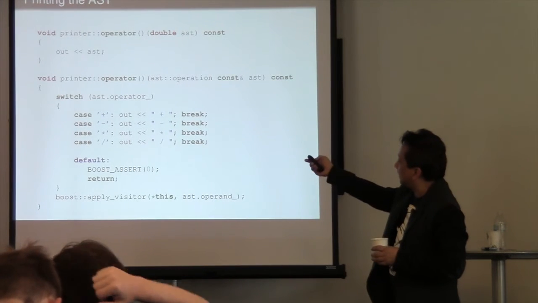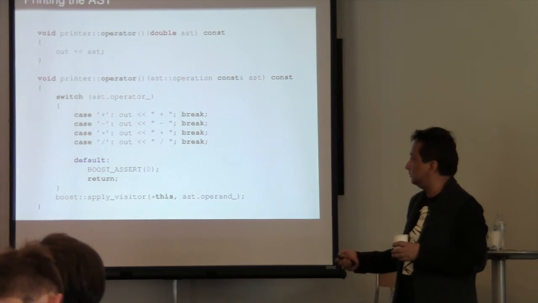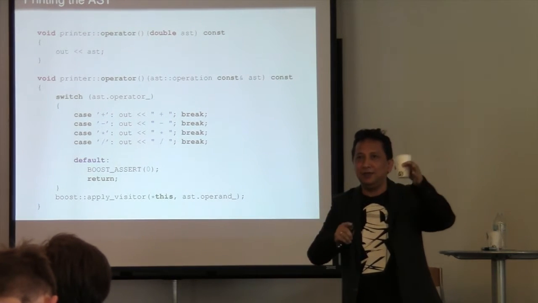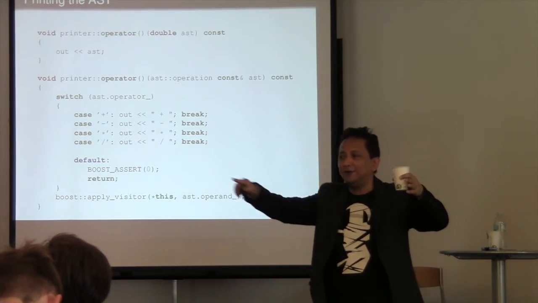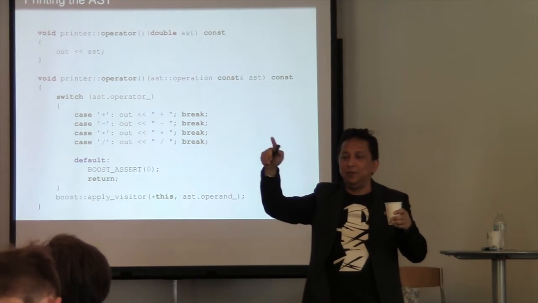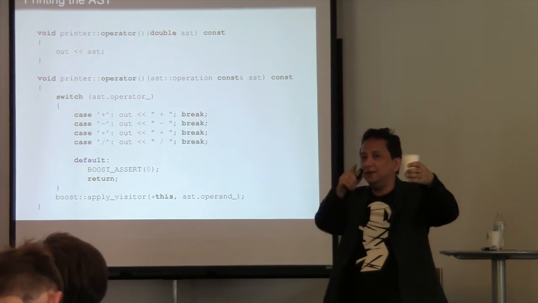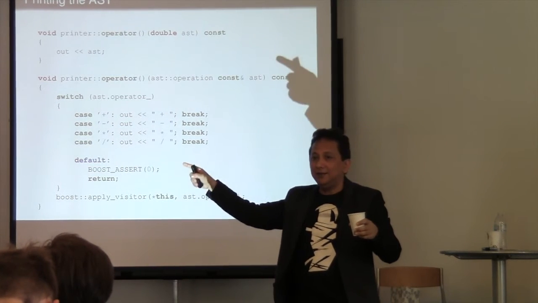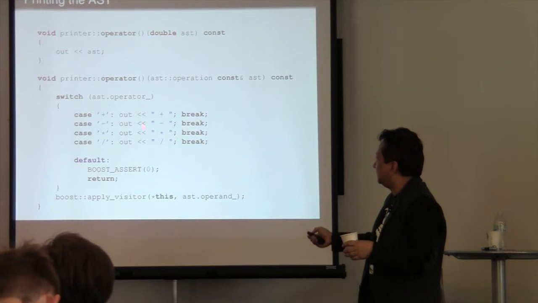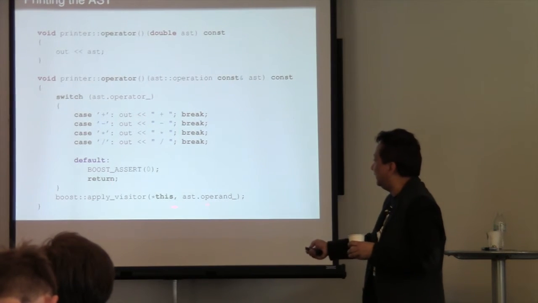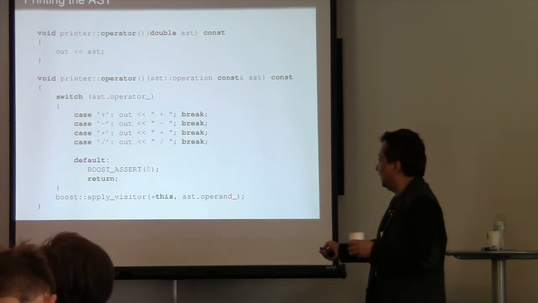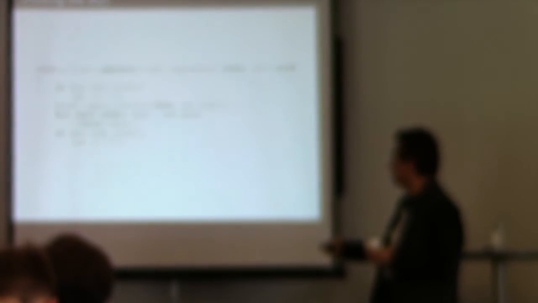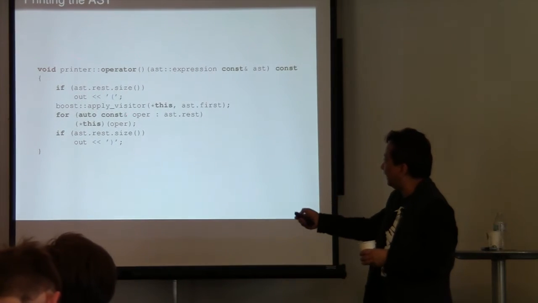When you get a double, it just prints the double. When you get an operation, that is actually the right-hand side of an expression. The expression has the left-hand side followed by one or more of the right-hand side. For example, A plus B plus C plus D. The left-hand side will be the A, and then the right-hand side will be the plus B plus C plus D, and so on. So it's a loop. We'll see the loop later. But the key point here is that we print the operator and then apply the visitor again using this visitor. So it's a recursive call. Then the expression itself calls that.